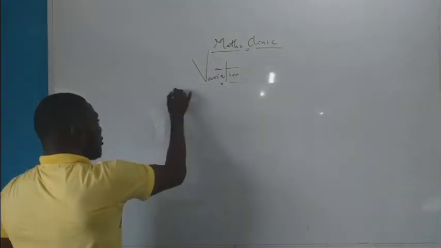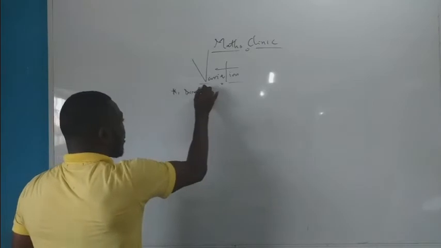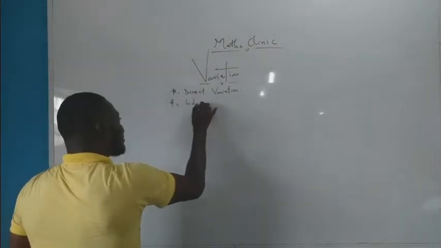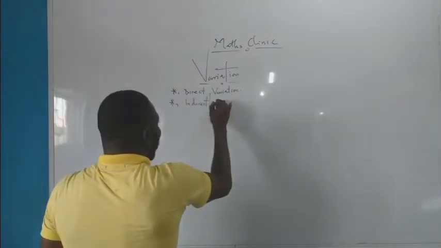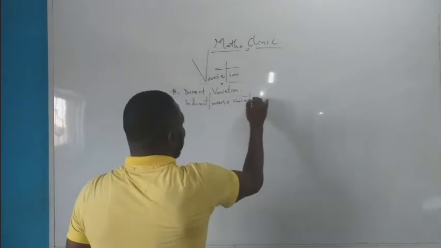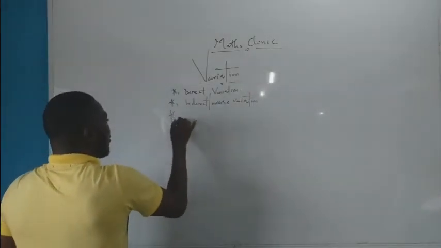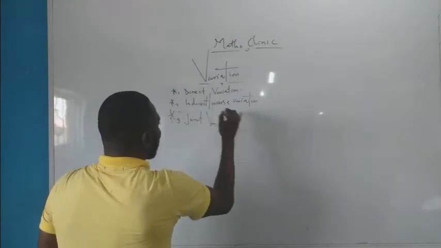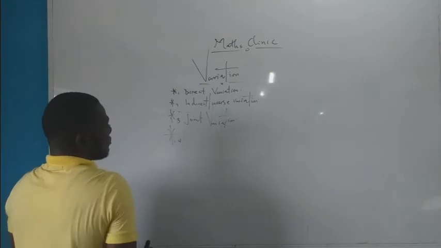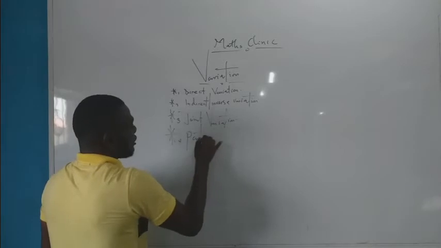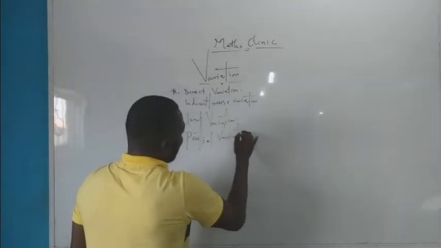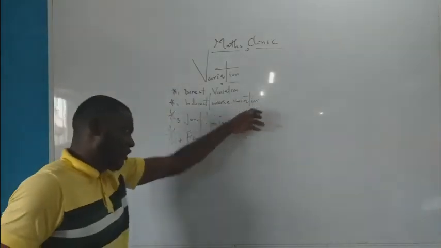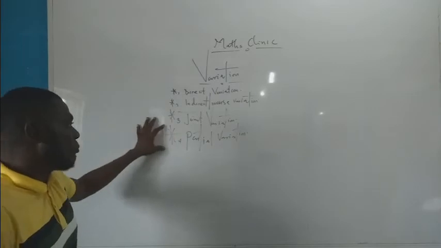The four types of variation: one, we have direct variation. Two, we have indirect or inverse variation. Three, we have joint variation. Four, we have partial variation. So we have direct variation, indirect or inverse variation, joint variation, and partial variation.